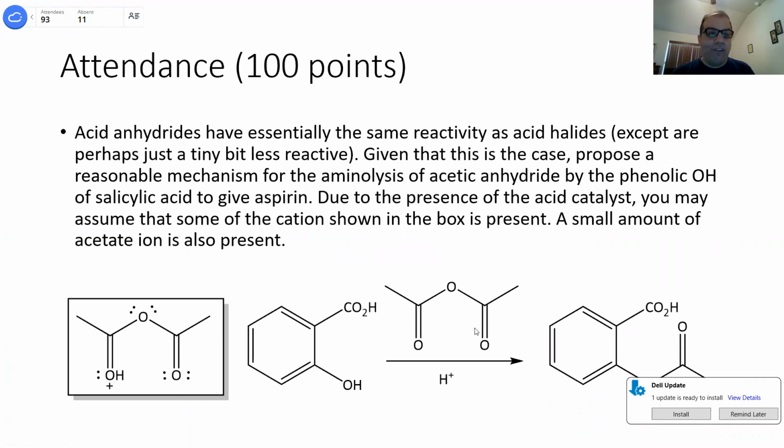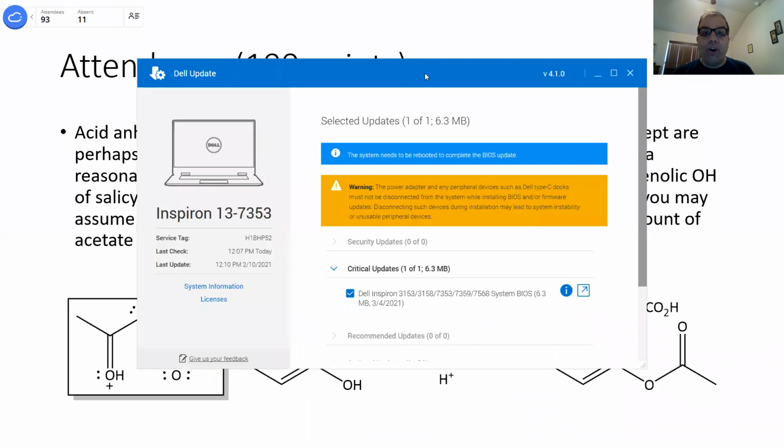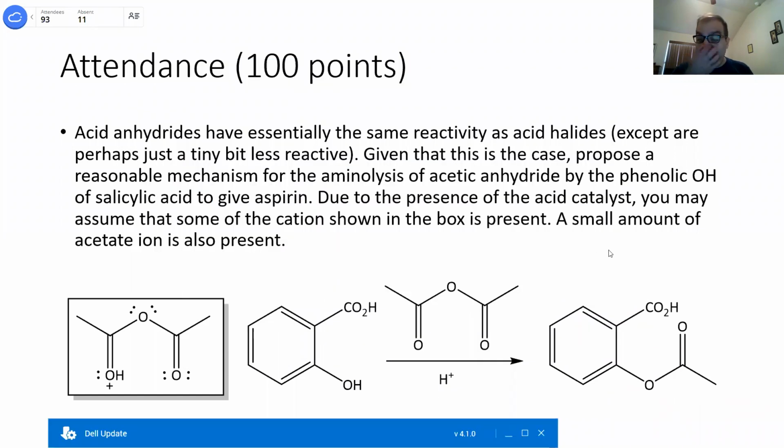So your mission today, should you choose to accept it, which by being in this class, you've already tacitly chosen to accept it. Oh crap, what if I do view details? Oh, good. Here we go.